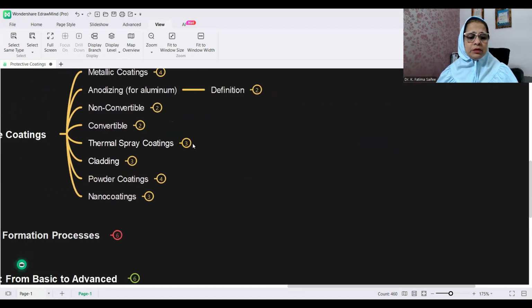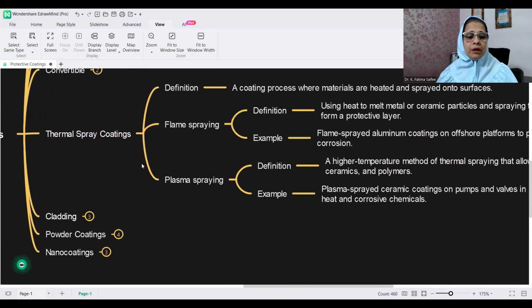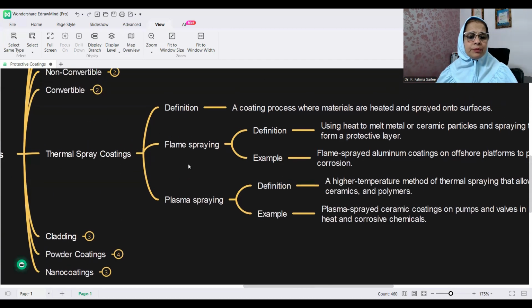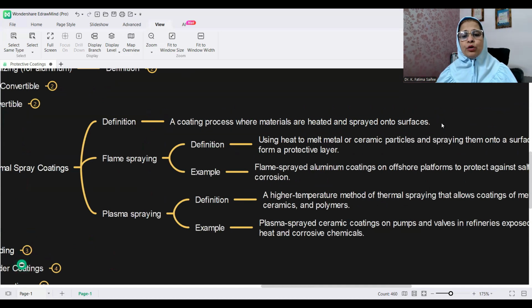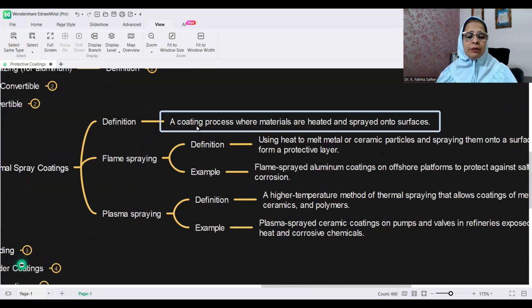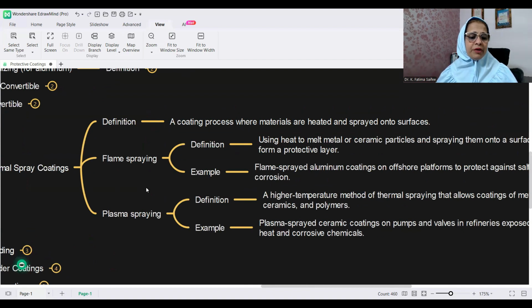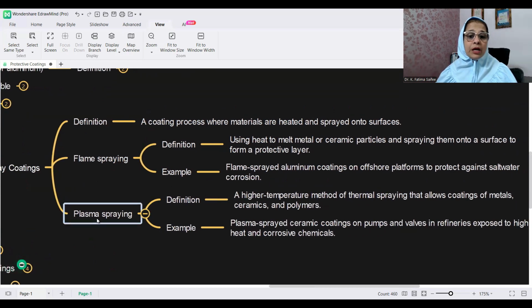Next, we'll move on to the thermal spray coating. In thermal spray coating, a coating process, materials are heated and sprayed onto surfaces. It means the coating process where materials are heated and sprayed, in the form of a spray. How are you doing the spraying? Flame spraying and plasma spraying.